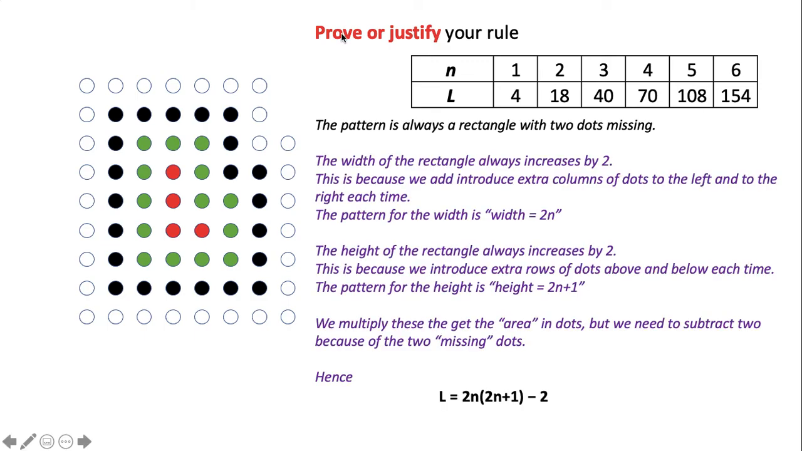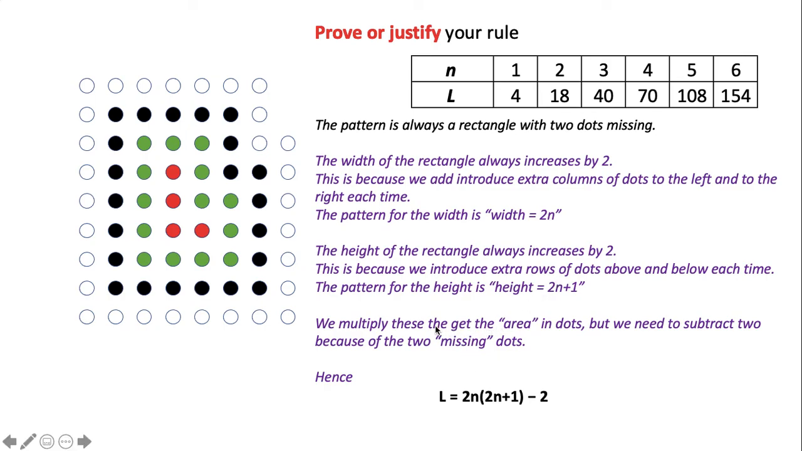But here's how I approached it. So I said the pattern is always a rectangle with 2 dots missing. The width of the rectangle always increases by 2. This is because we add extra columns of dots to the left and to the right each time. And the pattern for the width is width equals 2n. The height of the rectangle always increases by 2. This is because we add extra rows of dots above and below each time. The pattern for the height is height equals 2n plus 1.